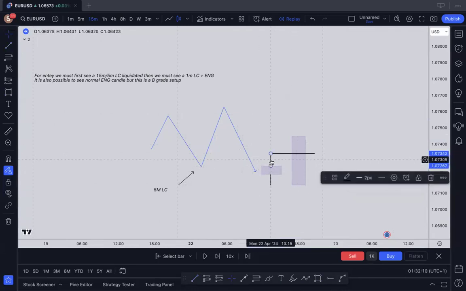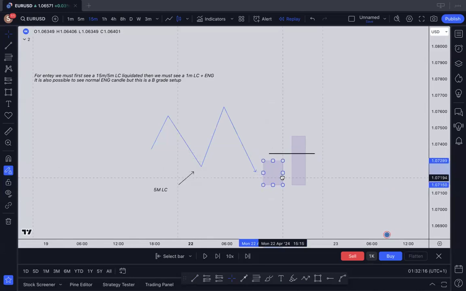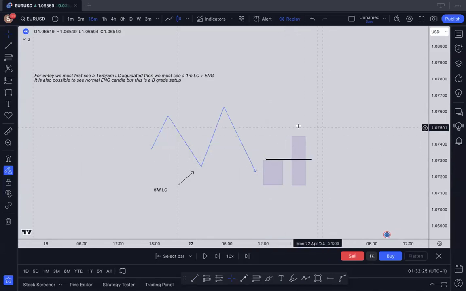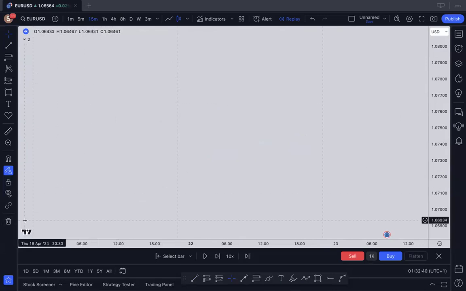Now, what if this candle here isn't a doji? What if it is just like a normal candle, like so? Then this is a B grade setup. Now, this must come and take out the high of this as well. However, this is a B grade setup and you can still take them, as sometimes these do work. However, the best setup if you want the highest win rate is a liquidity candle. So let's go onto the chart and have a look at some of these.